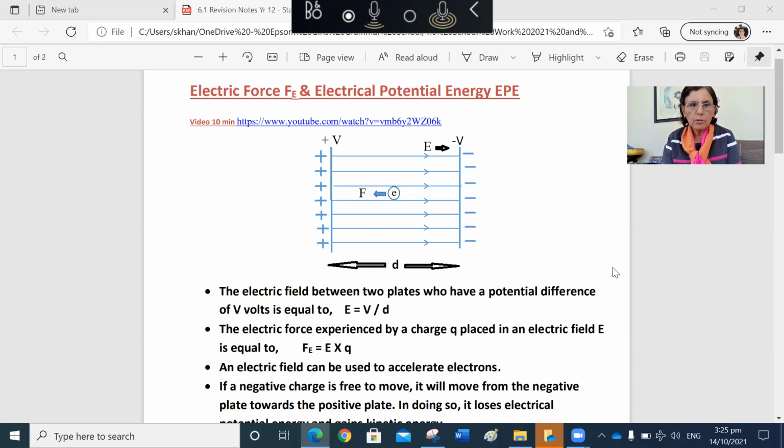This video is about revising notes for the Year 12 static electricity topic. First of all, we will look at the electric force and electrical potential energy.